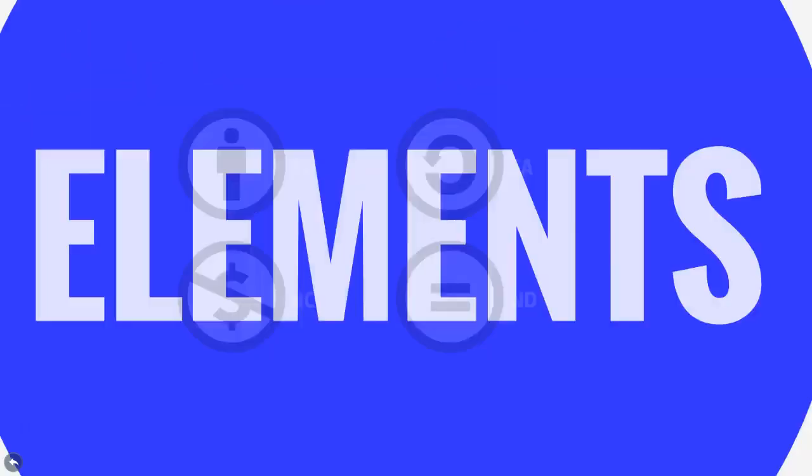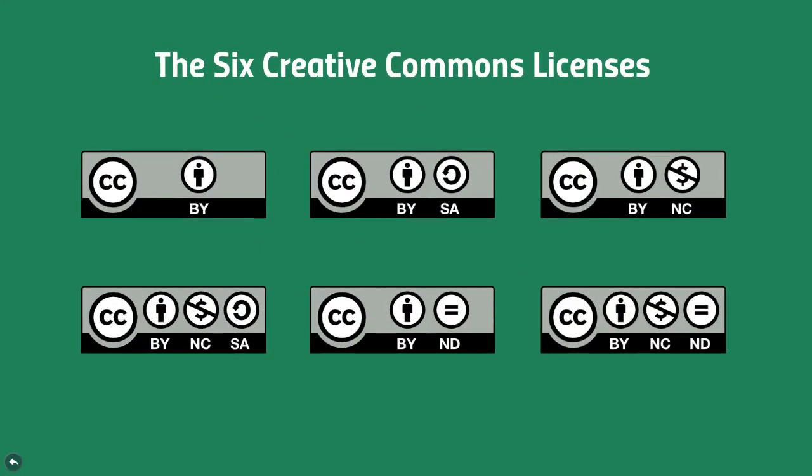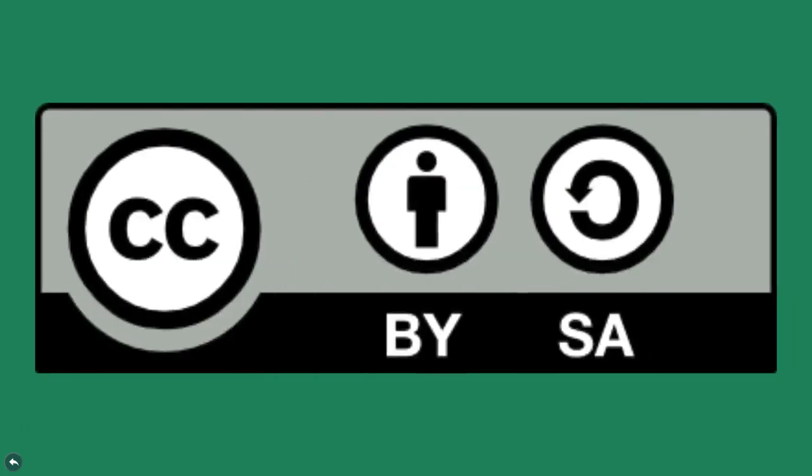Combining these 4 elements in different ways gives us the 6 Creative Commons licenses, depicted here. They are the Attribution License, or CC BY, which allows people to use the work for any purpose so long as proper attribution is given to the creator. This includes adaptations of the work and even commercial uses of the work. The Attribution Share Alike License, or CC BY SA. This is the same as the attribution license, with the added condition that any adaptations must be shared with others under the same or a compatible license.